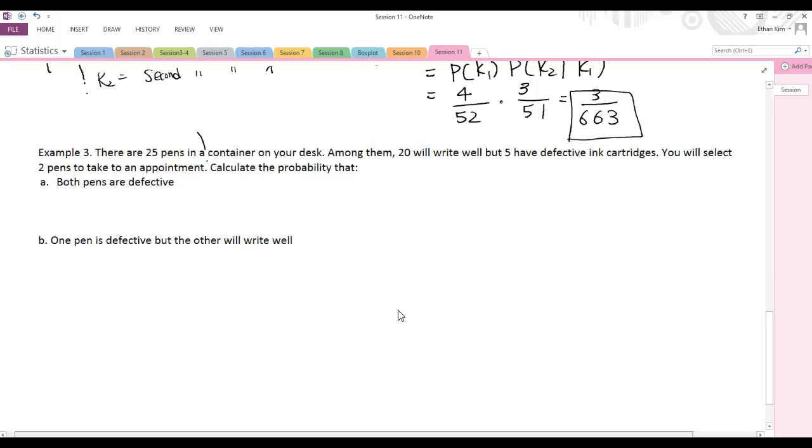Here I wrote down the question for you, the example. There are 25 pens in a container on your desk. Among them, 20 will write well, but 5 have defective ink cartridges. You will select 2 pens to take to an appointment. Calculate the probability that A, both pens are defective, B, one pen is defective but the other will write well. This is an example for you to try. Take a moment, pause the video and work on it, and once you're done, please come back to it.